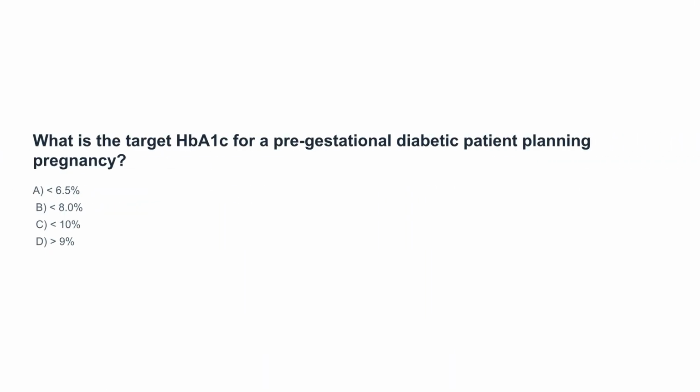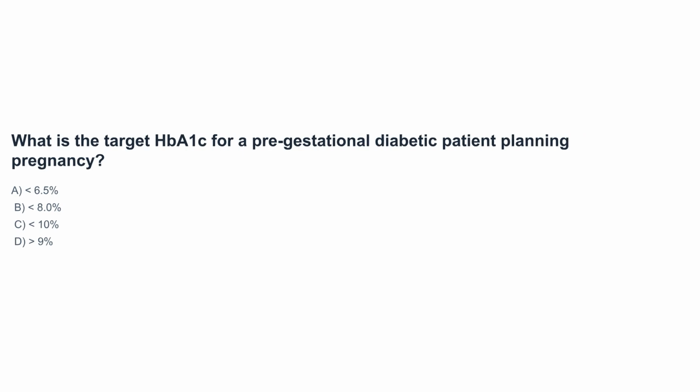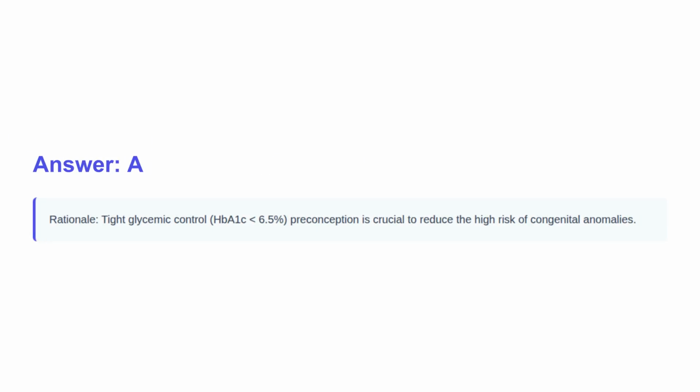Insulin requirements usually decrease in which trimester of pregnancy? Is it the first, second, third, or they remain constant? Answer: B. Insulin requirements decrease in the first trimester and then increase progressively through the second and third trimesters as placental hormones increase insulin resistance.